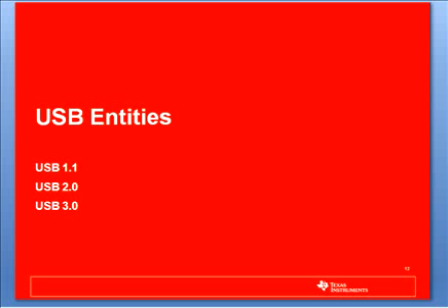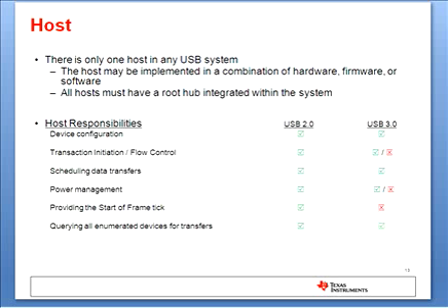So now that we understand the bus topology, we're going to go ahead and shift focus to the USB entities, or the different players on the USB bus. The first entity we're going to discuss is the USB host. As outlined in an earlier slide, there can only be one host on any given USB bus. Developers can choose to implement the USB host as a combination of hardware, firmware, or software. As pointed out, all hosts must have an integrated root hub within the system.